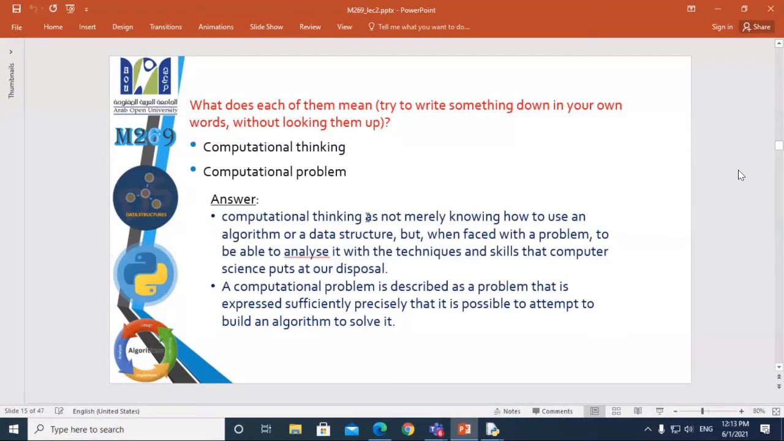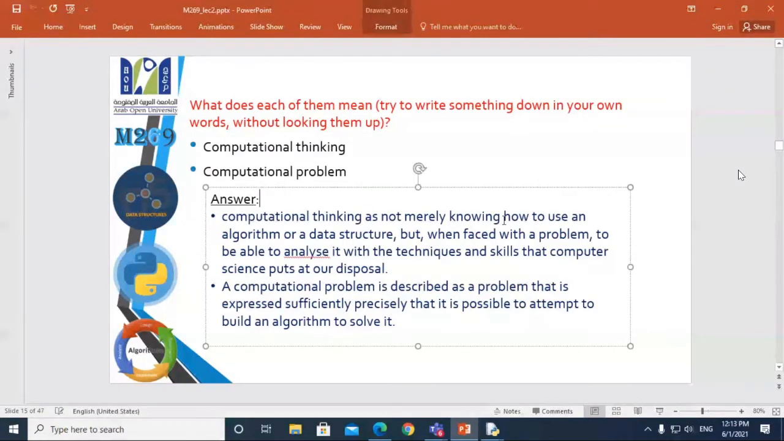Computational thinking is how to use an algorithm or that structure, but when faced with a problem, to be able to analyze it. So the main point now is not just how to use something. But when faced with the problem, you are able to analyze: okay, what is the problem?